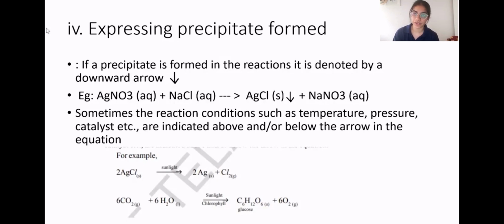Sometimes the reaction conditions such as pressure, temperature, or catalyst help in the reaction. It either increases the speed of the reaction or it decreases the speed of the reaction. It is something that affects the rate of reaction. That is a catalyst. So they can be indicated. Where do you indicate such reaction conditions? Right above or below the arrow.